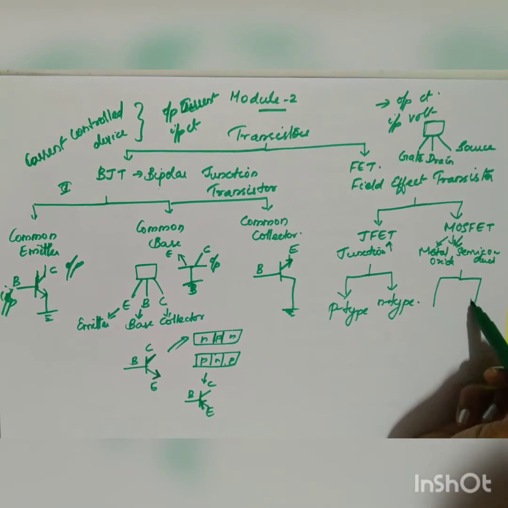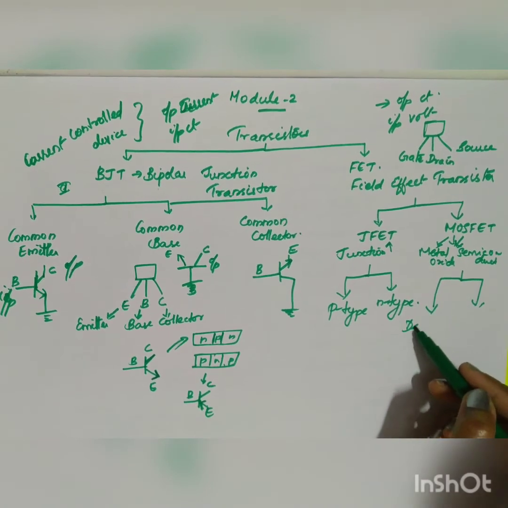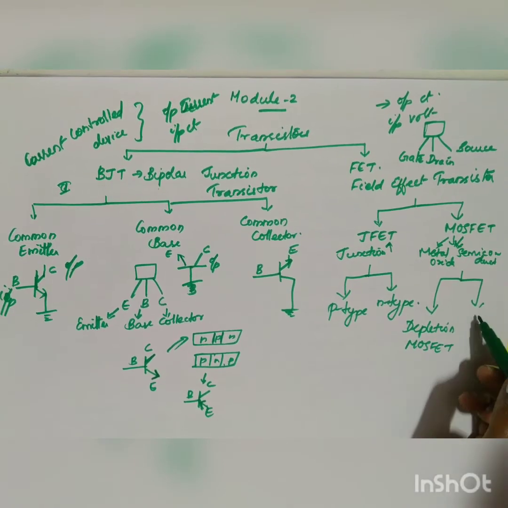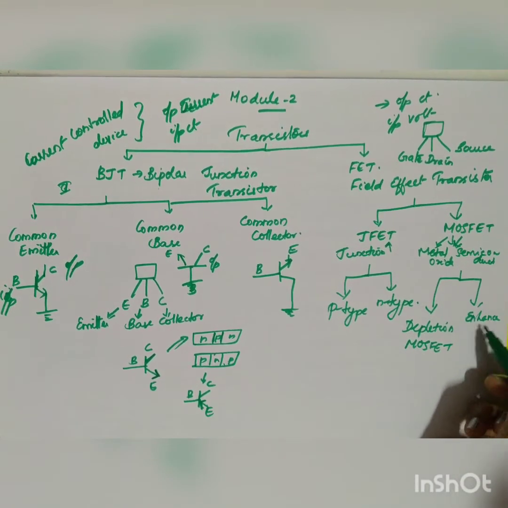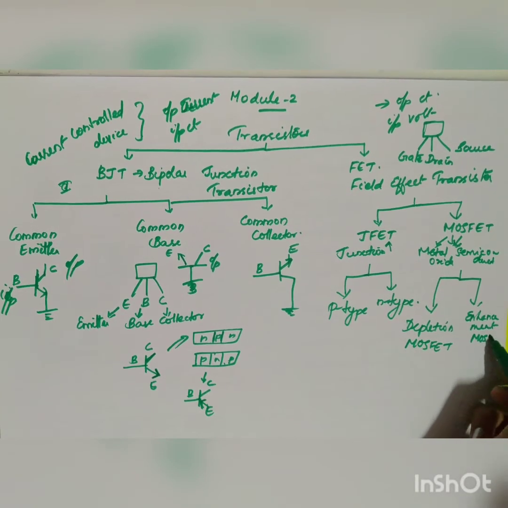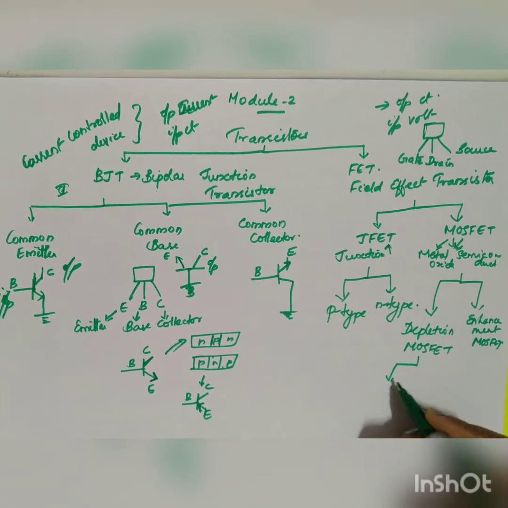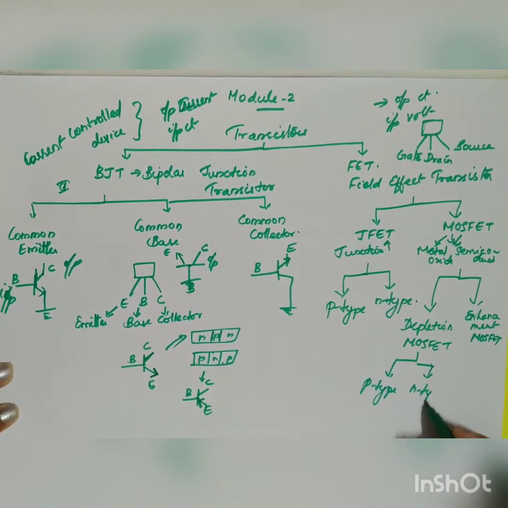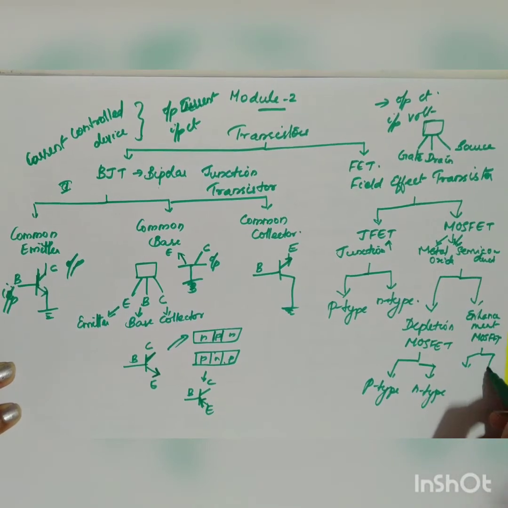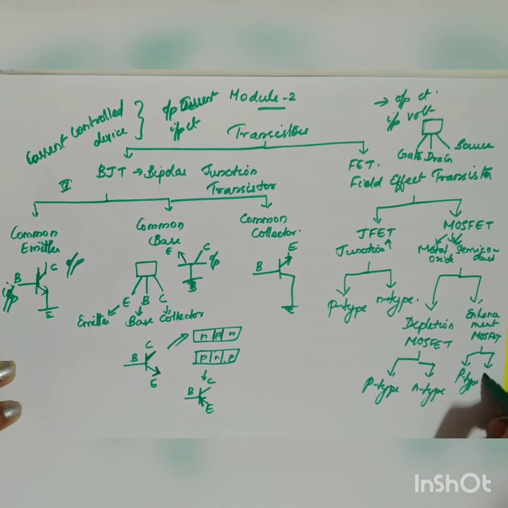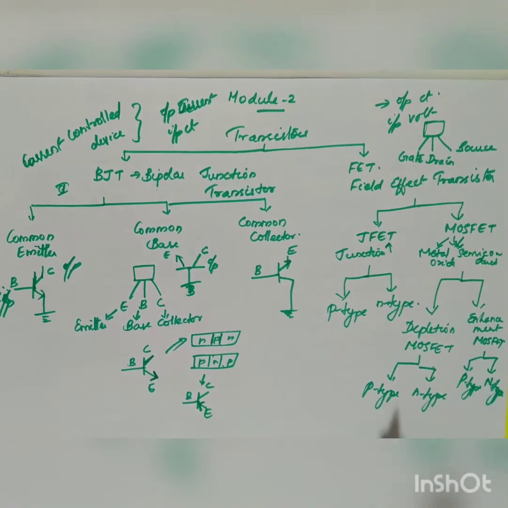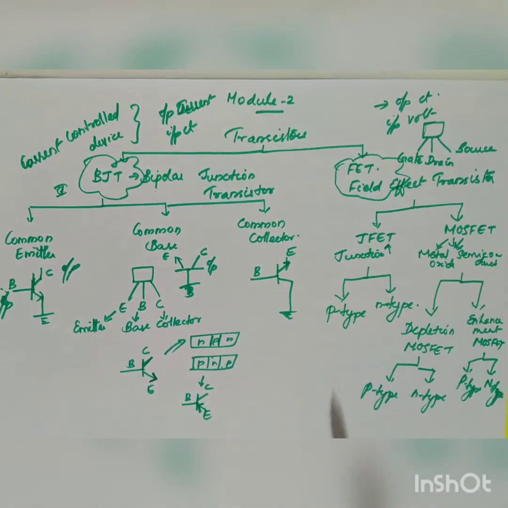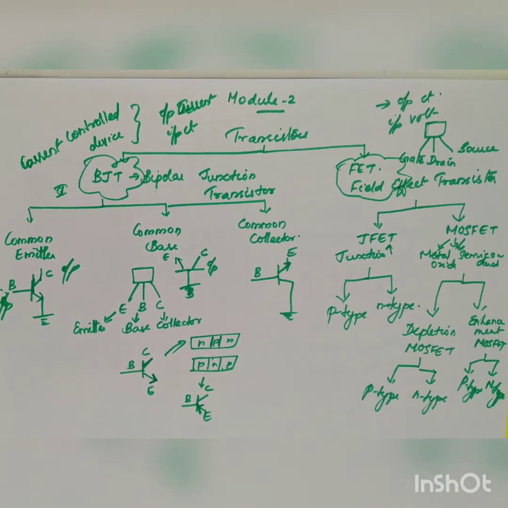Your MOSFET can again be classified into two types. One is your depletion MOSFET and the other one is your enhancement MOSFET. The depletion MOSFET will again be divided into two types, one is P type and the other is N type. Similarly, the enhancement MOSFET will be divided into two types, P type and N type. So these are the different classifications of your BJT and FET, which comprise your second module. And this is your introduction of module 2.